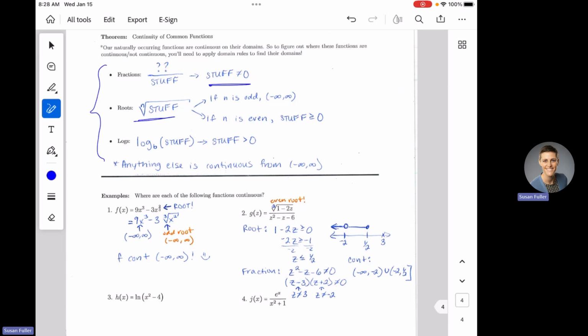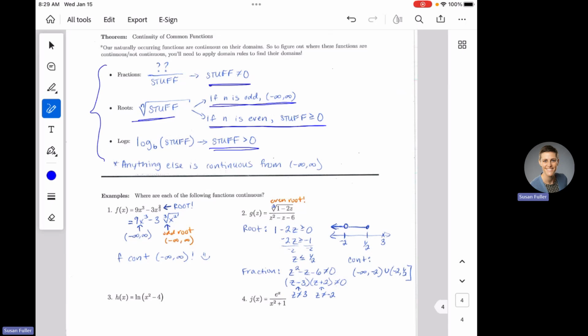If you have a root, odd roots are good. They're continuous everywhere from negative infinity to infinity. But if you have an even root, you got to make sure that the stuff under the radical is greater than or equal to 0. And if you've got a log, you got to make sure that the stuff inside your log is strictly greater than 0. Anything else is continuous from negative infinity to infinity.